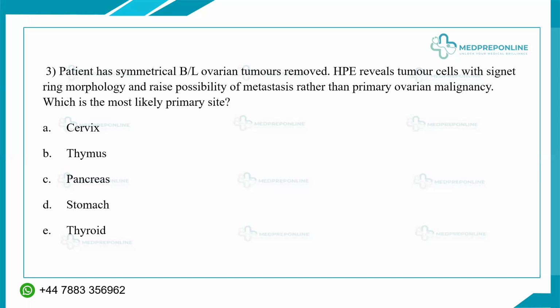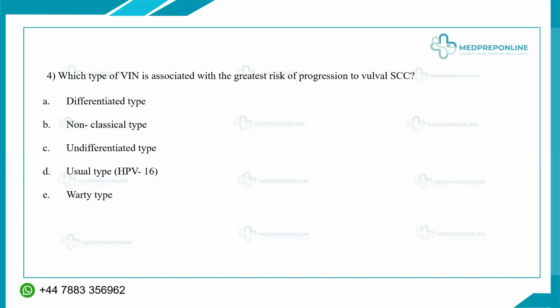Signet ring, that's Krukenberg tumor. Correct. So stomach. Yeah, that's right. So this is a very favorite question of the MRCOG, in which they ask about the primary for Krukenberg's tumor, which is stomach. Next.